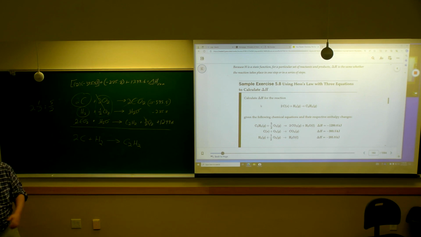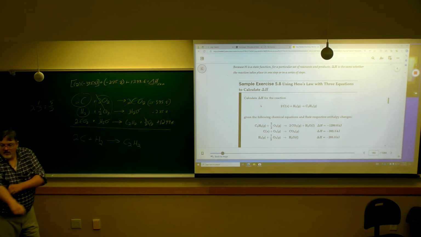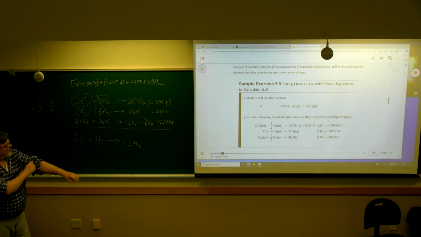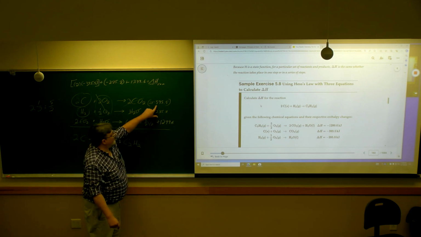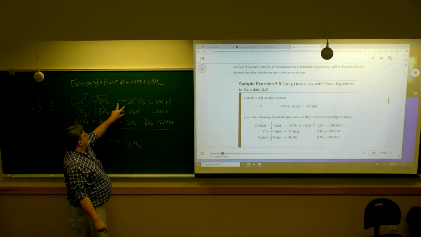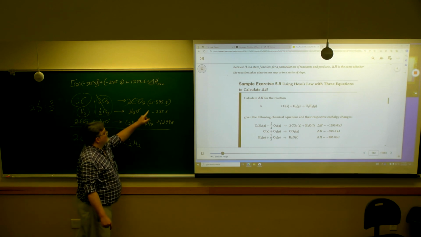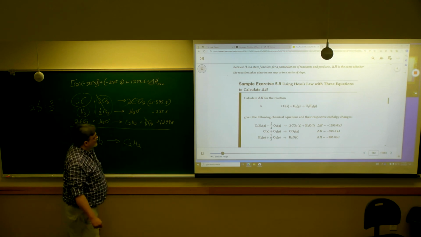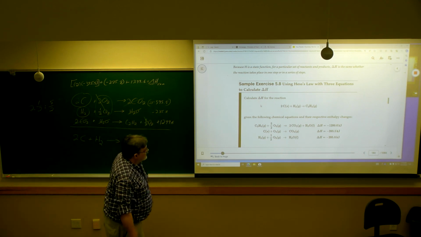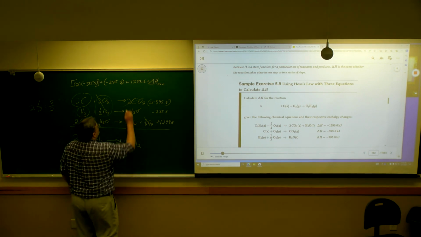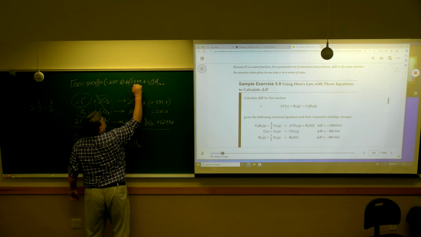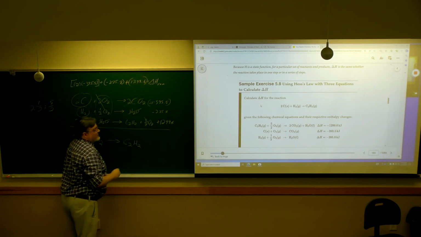Another way to estimate the delta H. It's a little involved. This takes some practice. But the rules are, if you have to multiply through by some number, then you have to multiply this. If you swap the reaction backwards, you change the sign. Did I change the sign? Yeah, the 1299, I changed the sign on. So that's positive 1299.6.